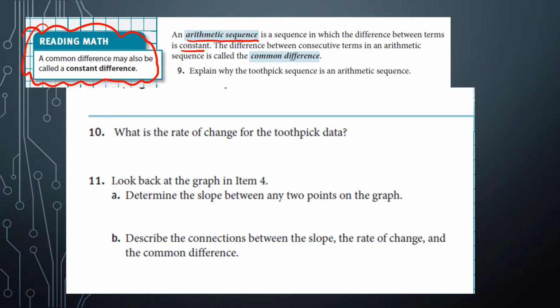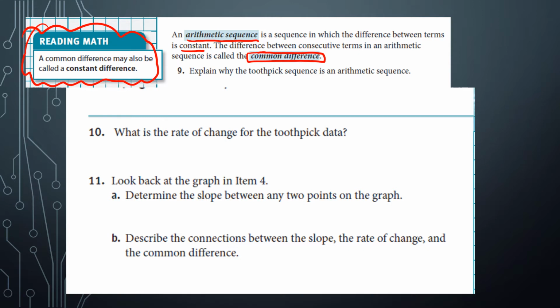The difference between consecutive terms in an arithmetic sequence is called the common difference. So if there is a common difference between the terms, the difference is always the same. We have what's called an arithmetic sequence. It's spelled like arithmetic, but when it's used as an adjective for a sequence, it's pronounced arithmetic.